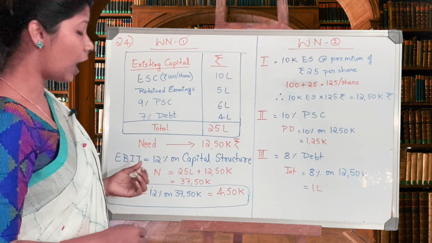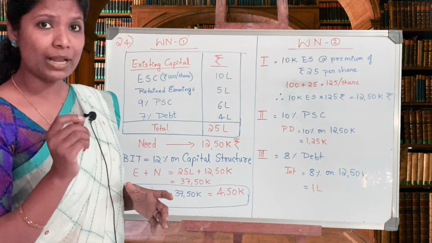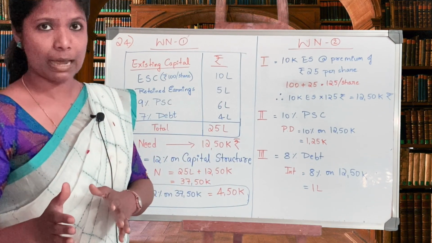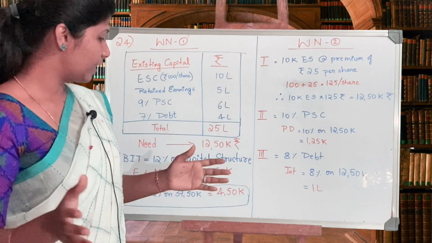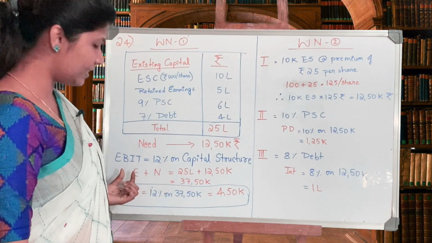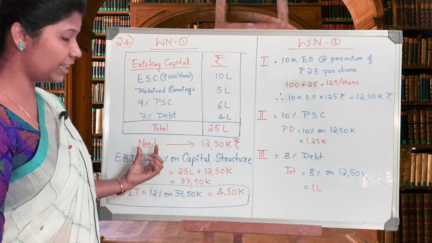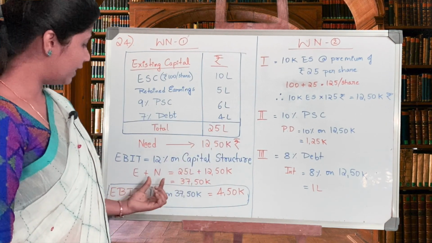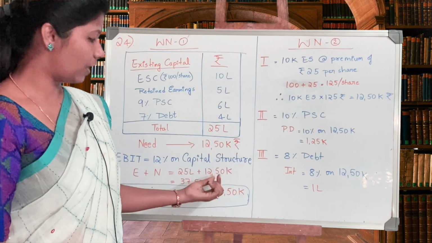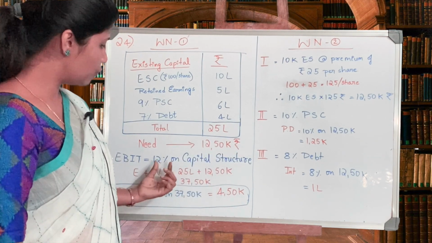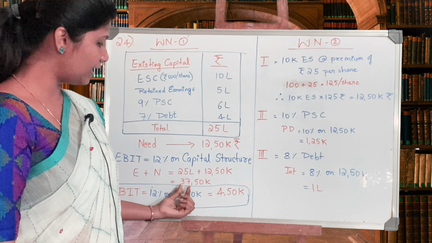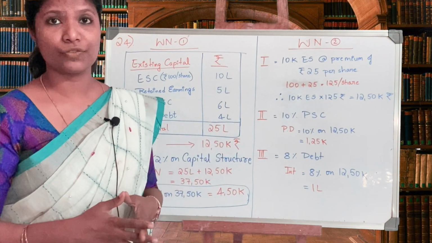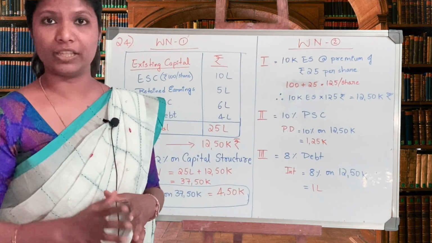Now how do I calculate EBIT? It is 12% on the total capital structure, not just the existing or just the needed capital. It is the total capital structure. Therefore, I am going to add existing and needed. E stands for existing, N stands for needed capital. Existing is 25 lakh rupees, and needed, N, is 12 lakh 50,000. Got it? So combined, the total is 37 lakh 50,000. So the complete total capital structure of the company is 37 lakh 50,000.